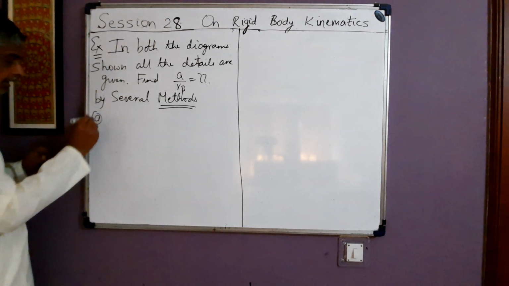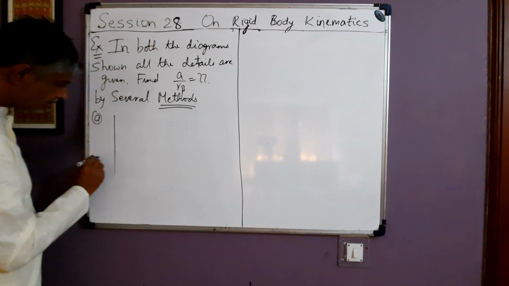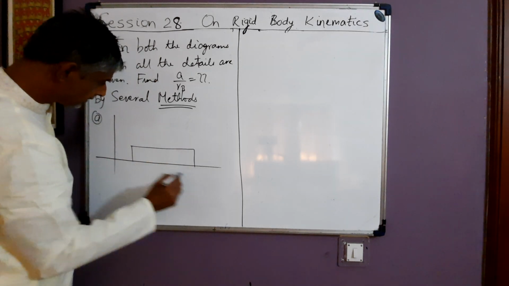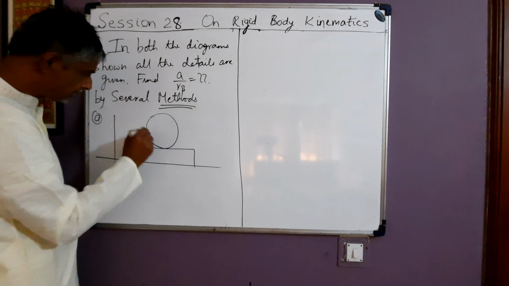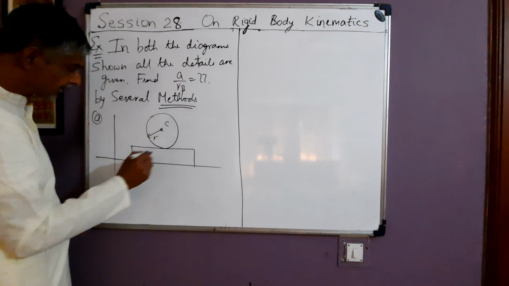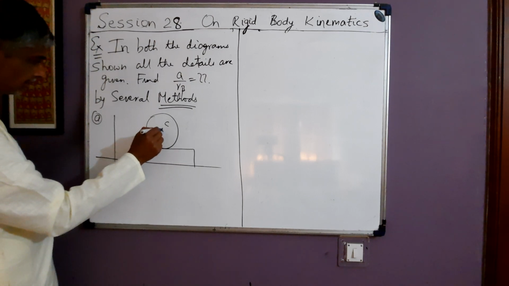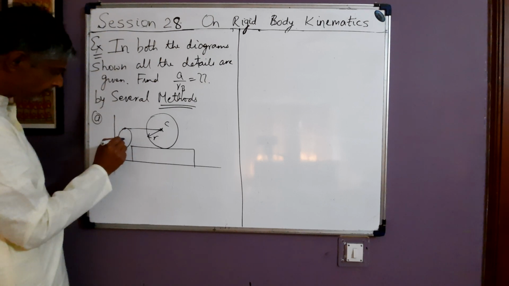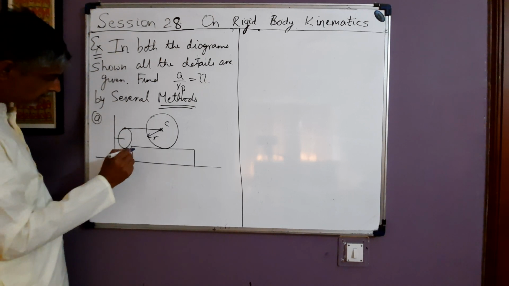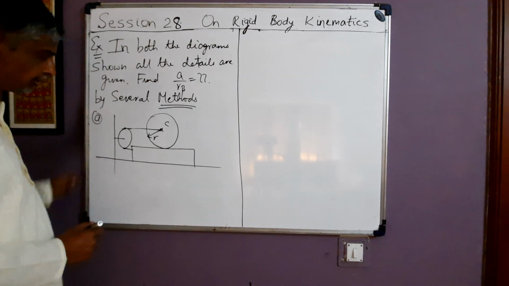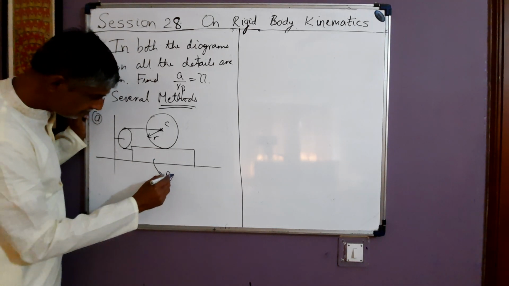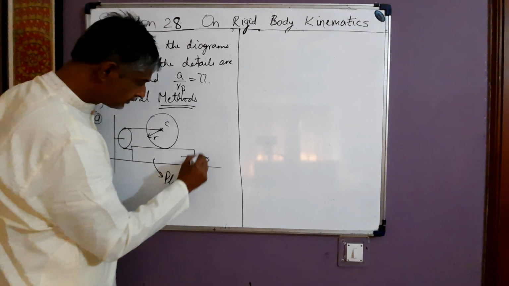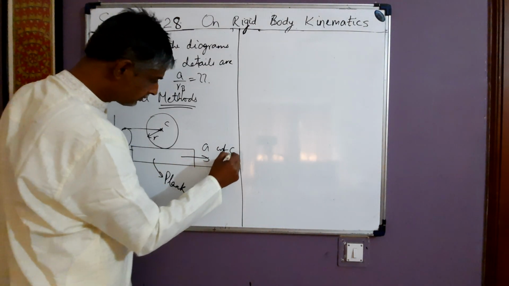So I write down the diagram. See, I draw the diagram. This is a fixed wall. This is a fixed horizontal surface. This is a translating plank. Here we have a circular drum with C as center, R as radius. An inextensible string is tied to this. And here there is a pulley. One end of the string is fixed to the wall. This is the drum, pulley, plank. This moves at acceleration A with respect to ground.